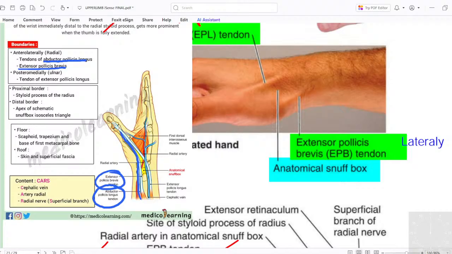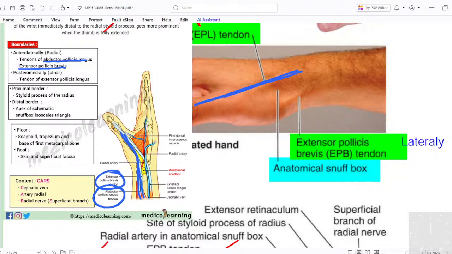These two remain anterior laterally if you keep your hand anatomically. Anterior laterally means the first border you will encounter. Okay, that is extensor pollicis brevis, this one, and abductor pollicis longus.